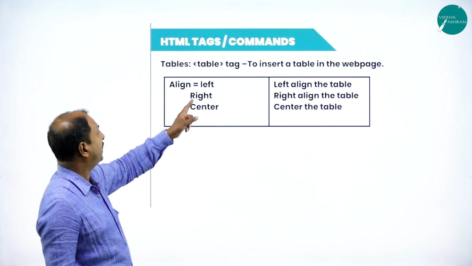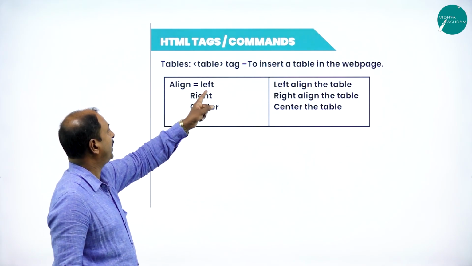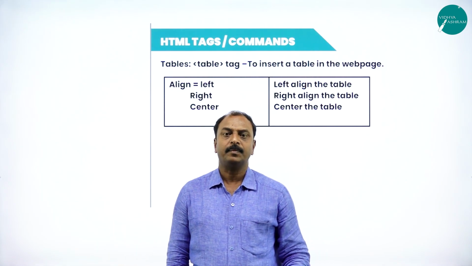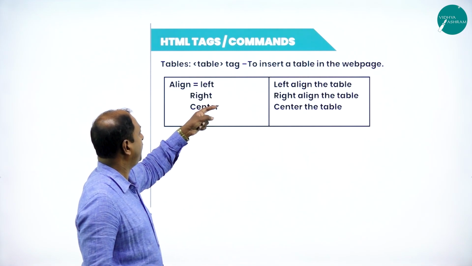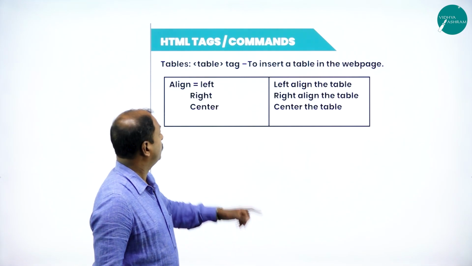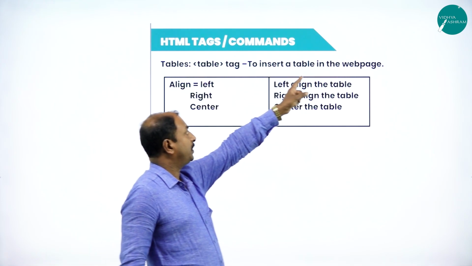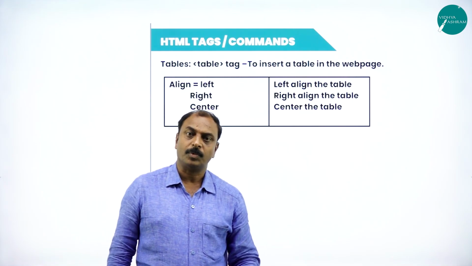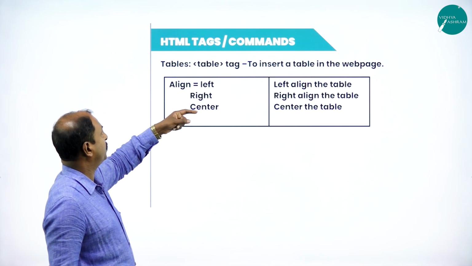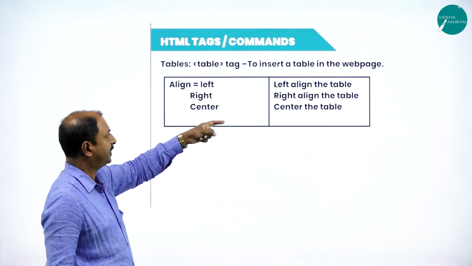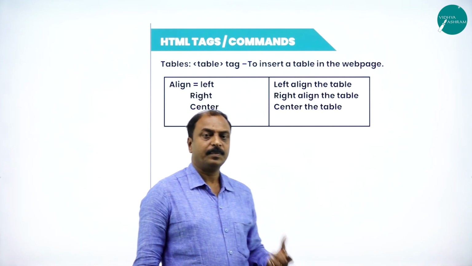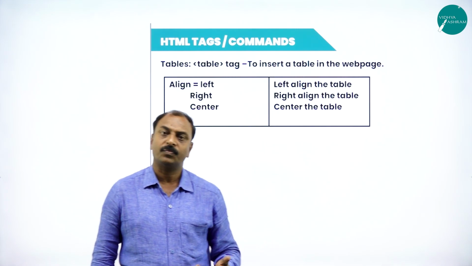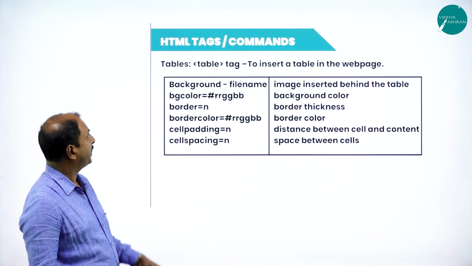And here you can see the attributes. Align is the attribute: left, right, center. So the table of information, or the entire table, can be aligned either left, right or center of your web page. So the table tag is used to insert a table in the web page, or in other words to display the information in the form of a table, and it has the align attribute with left, right, center. With the help of this, the entire table can be displayed either left, right or center of your web page. Now let us move on to the next slide.